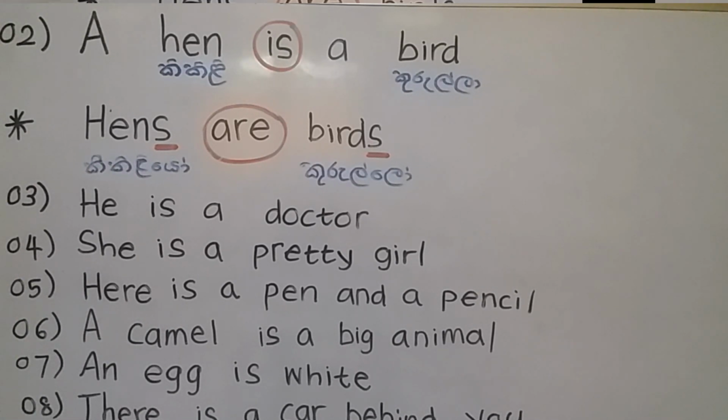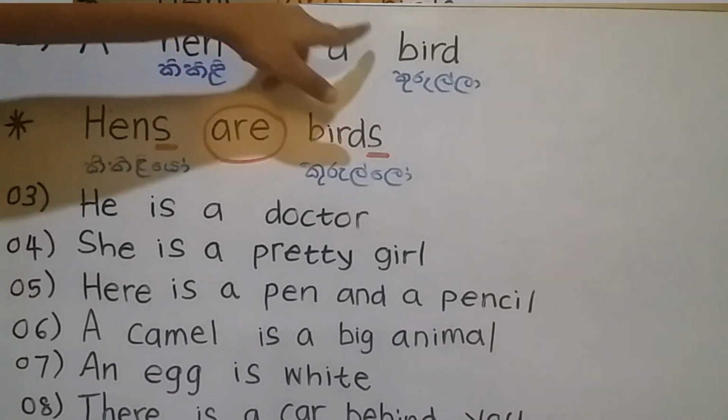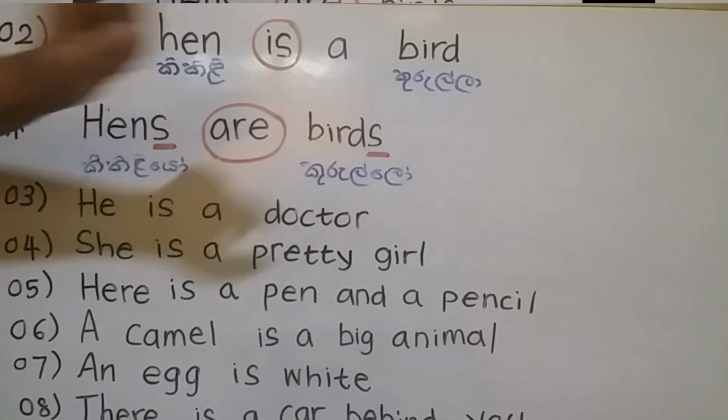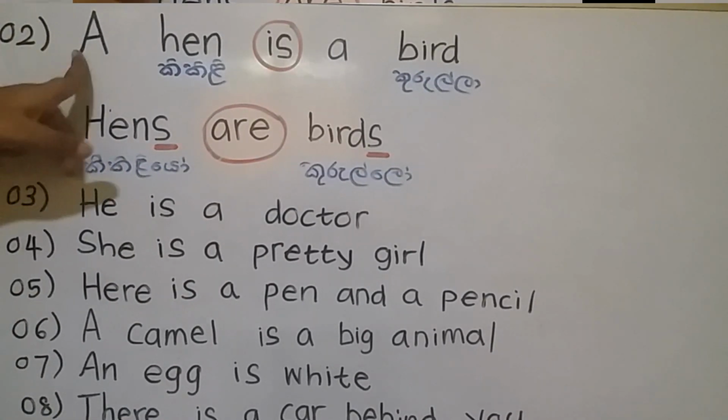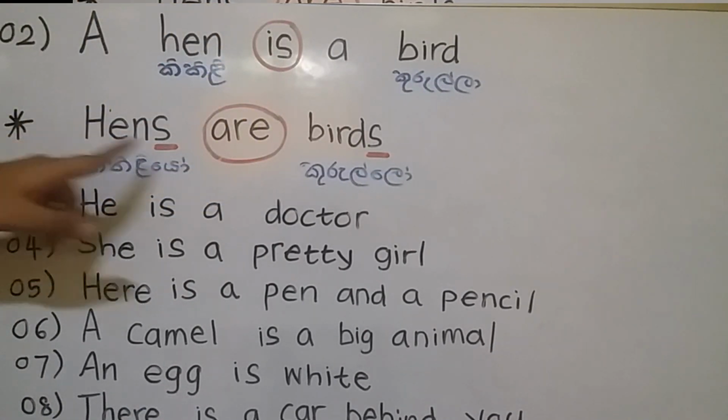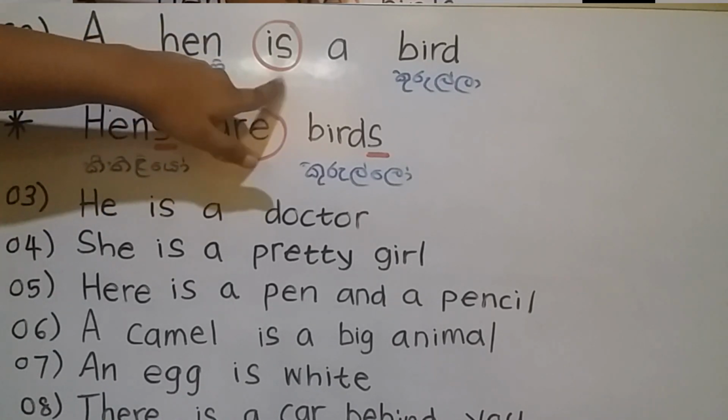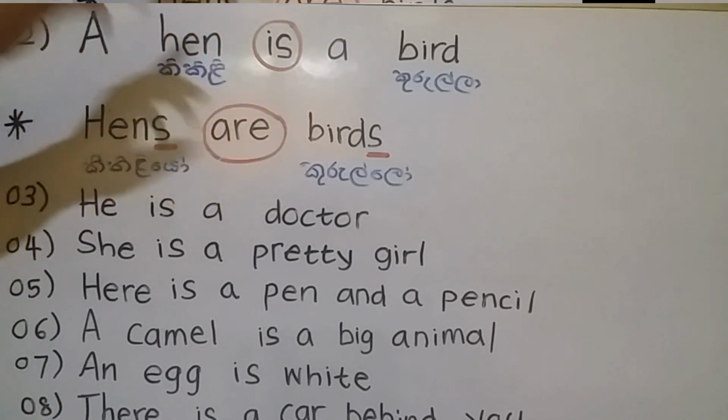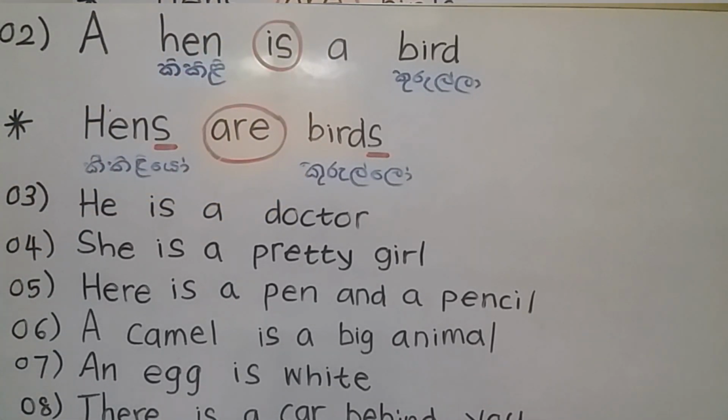There are two nouns, hen and the bird. Right? The subject is a hen and it's in singular form. The verb is. Right? Okay.